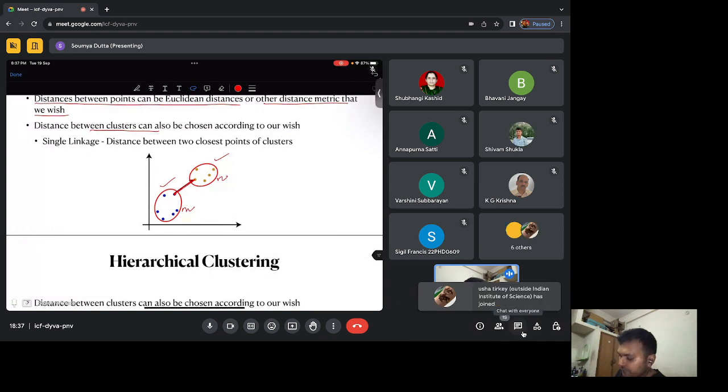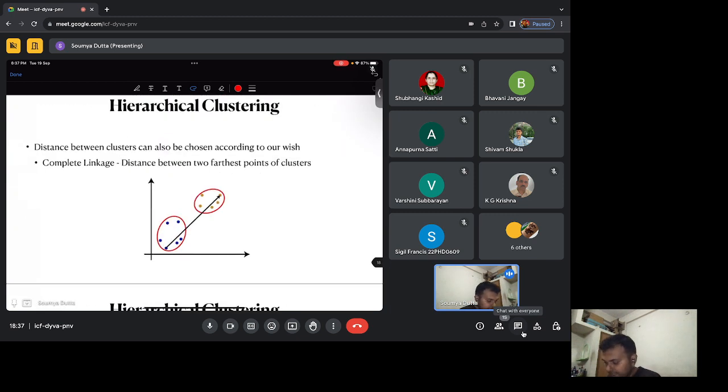So if 2 points in a particular cluster are very close to each other, then that will be assigned as the distance between the 2 clusters. That is single linkage, and complete linkage is the exact opposite of that. You take the distance between the 2 farthest points of the clusters. So single linkage was here, complete linkage is here. You take the 2 farthest points and assign that as the distance between the 2 clusters.